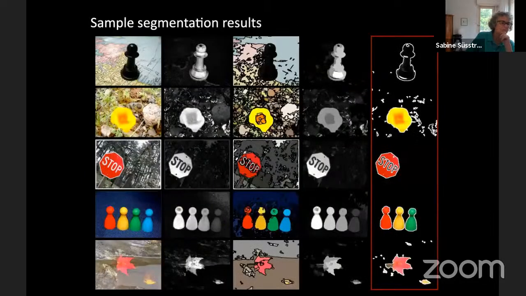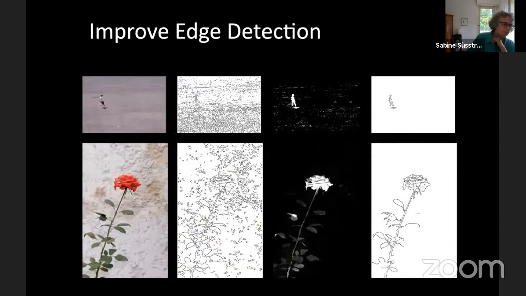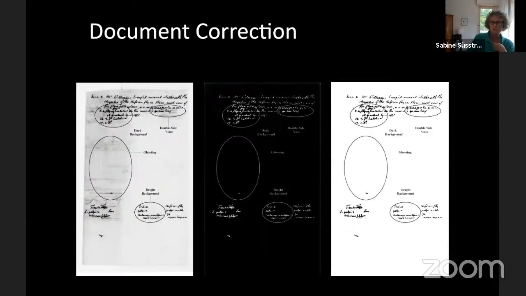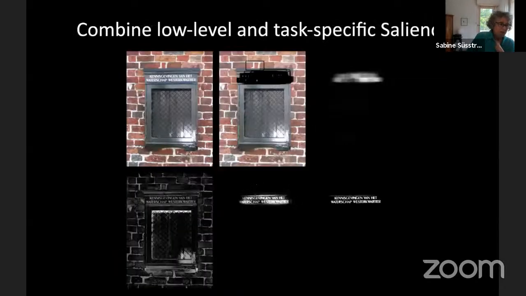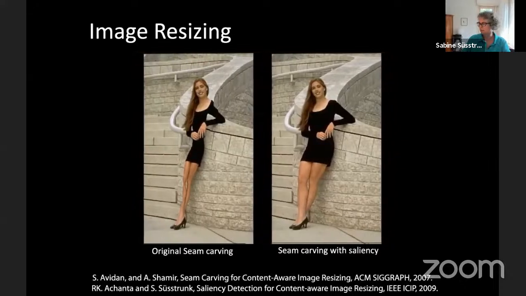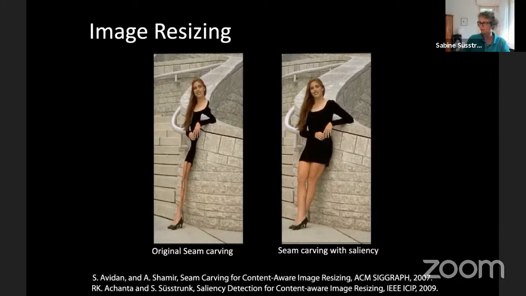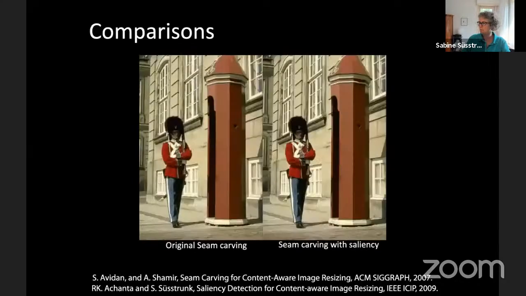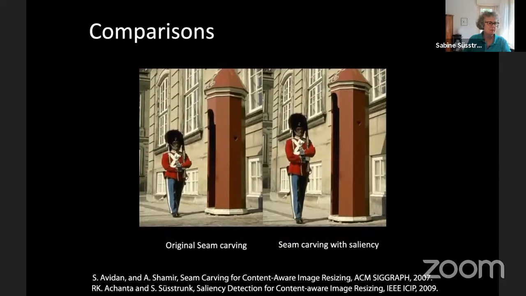So what do we use the salient region detector for? We can use it in image segmentation. We used it in edge detection. We use it in document correction. We even combined it with some task-specific saliency to find text in natural images. We used it for image resizing. And here's an example where on the left, you see the original seam carving, and on the right, you see the saliency improved seam carving. Same thing here.